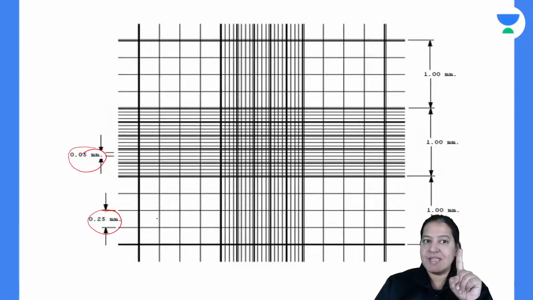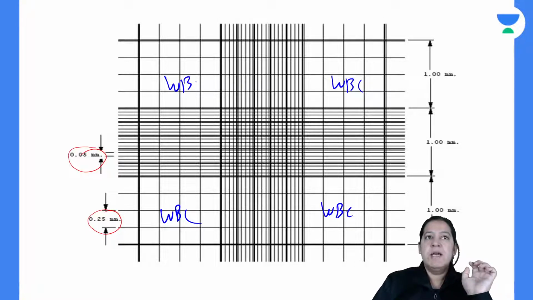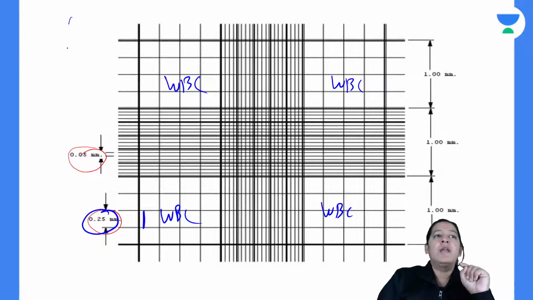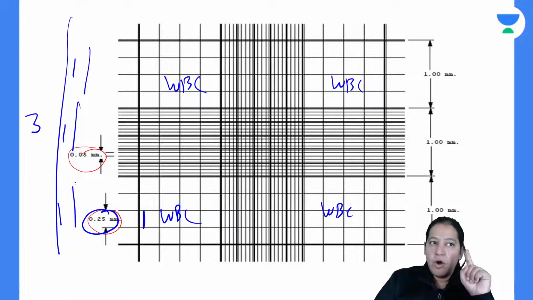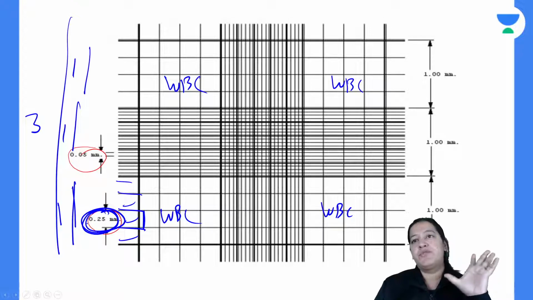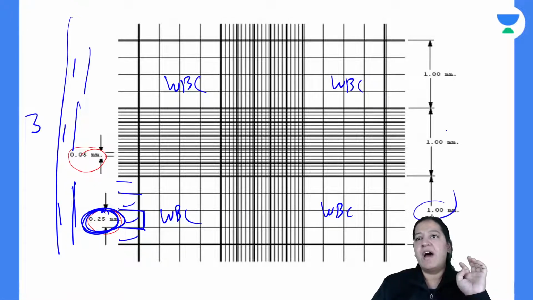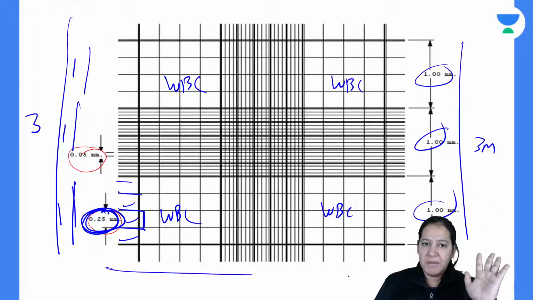So these corner ones are for WBC. Yesterday I taught you this. For WBC, one small square is 0.5 millimeter, because total it is 3. So out of 3, this is 1, this is 1, this is 1. 1 millimeter, 1 millimeter, 1 millimeter. Now 1 millimeter is further divided into 4. So 1 by 4 is 0.25. That is how this figure 0.25 is coming. So 1, 1, 1, total 3 millimeter length, 3 millimeter width.